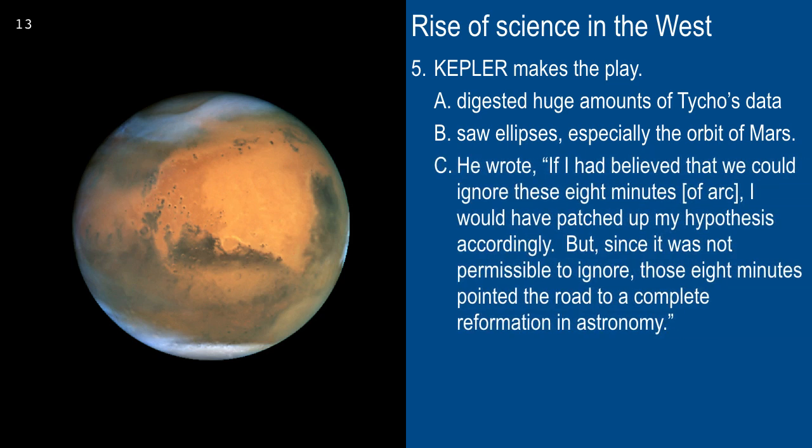And here's the thing that he wrote in his memoirs. If I had believed that we could ignore these 8 minutes of arc in the orbit of Mars, I would have patched up my hypothesis accordingly. In other words, stay with circles, just like Copernicus and Tycho Brahe. But since it was not permissible to ignore those 8 minutes, they pointed the road to a complete reformation in astronomy.